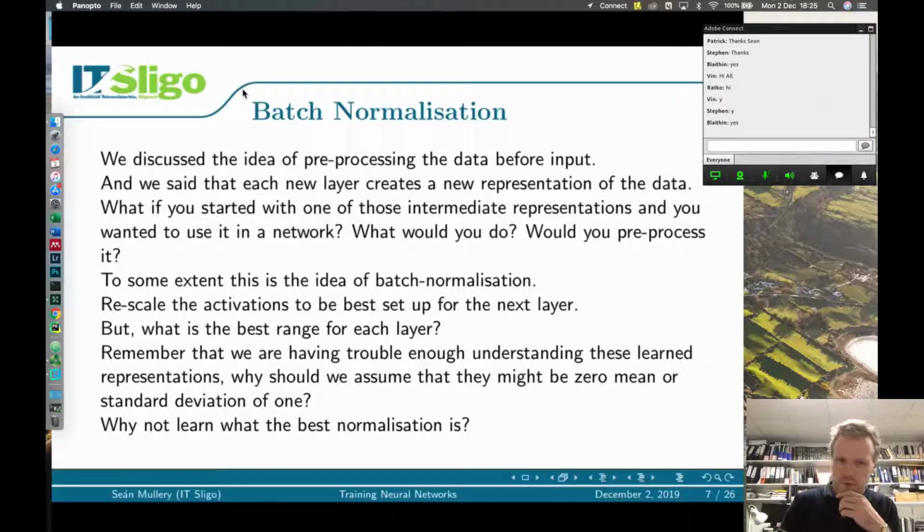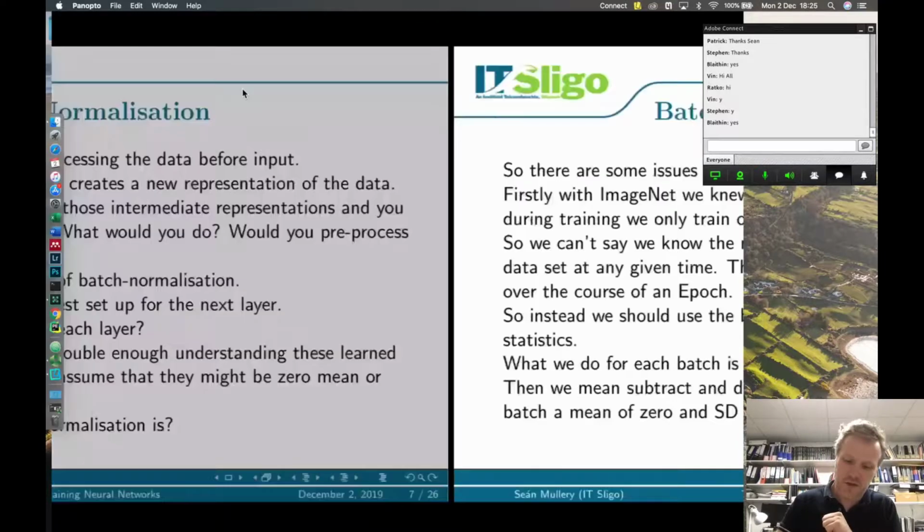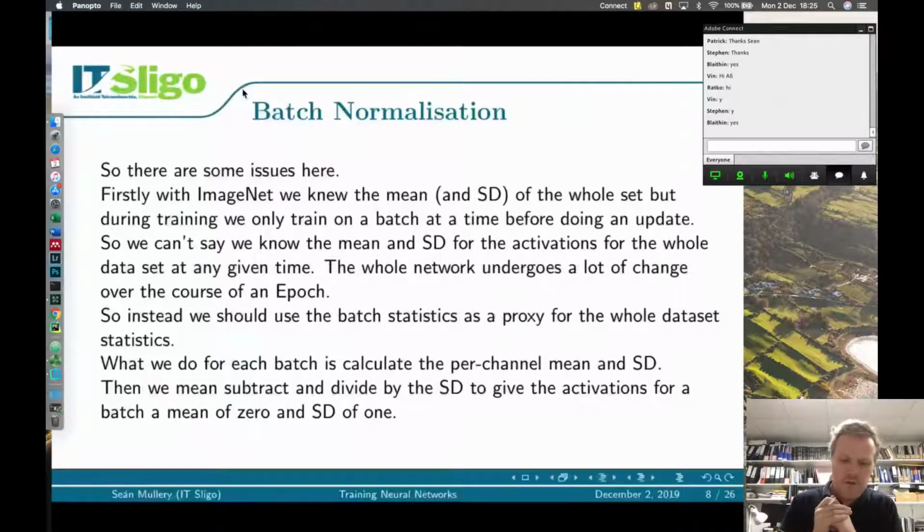Remember that we're having trouble enough understanding these learned representations. So to make an assumption about those learned representations, that it might like to be within a certain range, may not be a valid assumption. Okay, but if we had some way for it to figure out what was best for it, that would be the ideal. So why not learn to have the best normalization? And that's the idea of batch normalization. So there are some issues here.